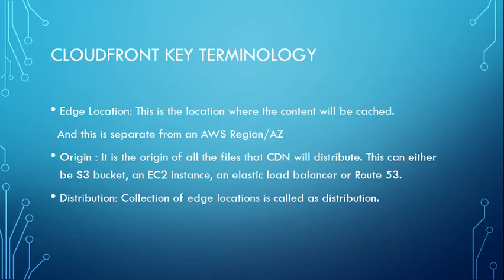A third one is distribution. A collection of edge locations is called a distribution. Let me explain these with an example. For example, there is a person who makes some product, let's say guitars, in his home. That home will be considered the origin, because that is the place where all the product is lying, or your data is lying. So your server or your S3 bucket will be the origin.